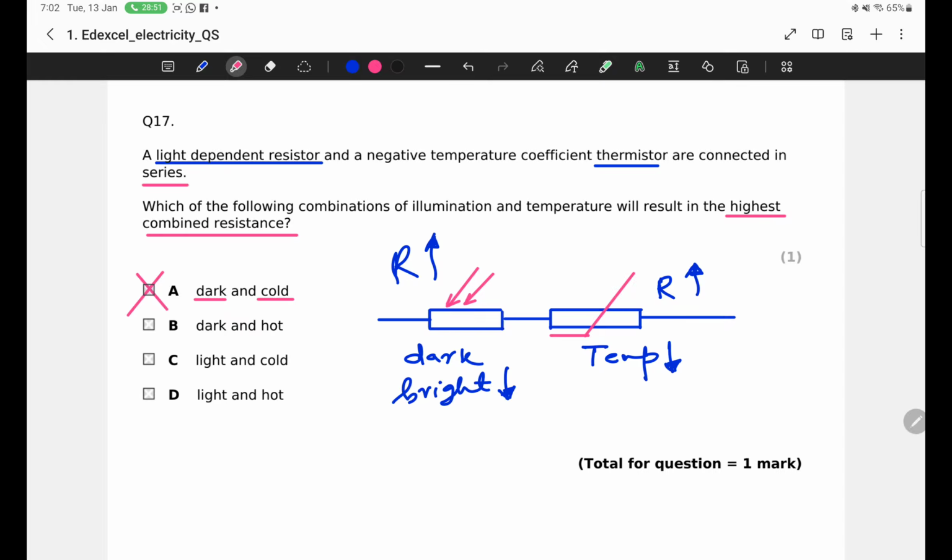For thermistor, low temperature means cold room and low brightness means dark room. So the right answer is A. If you place this circuit in a dark and cold room, then obviously resistance will be highest.